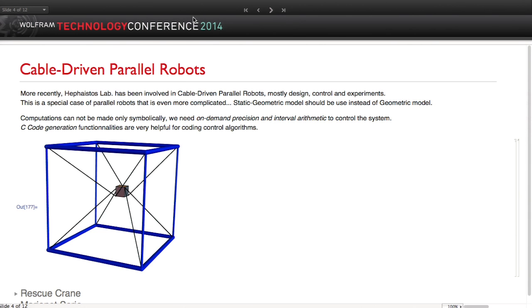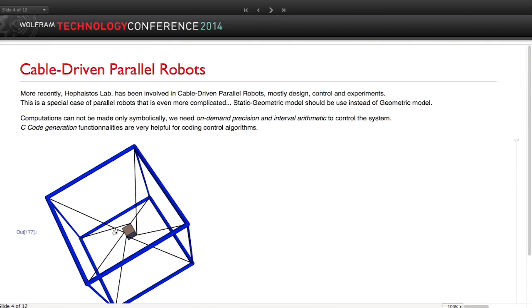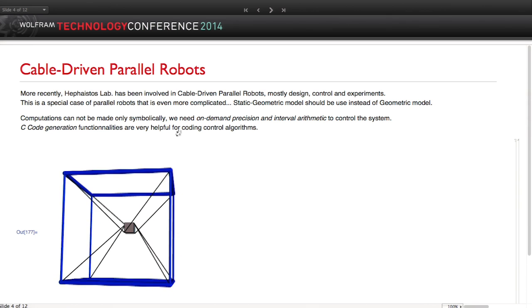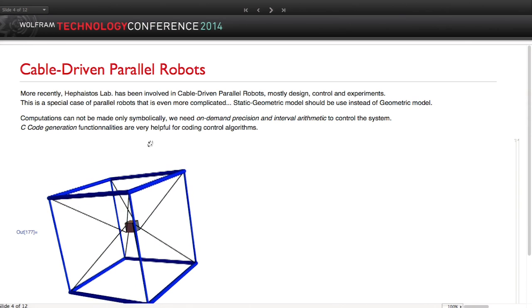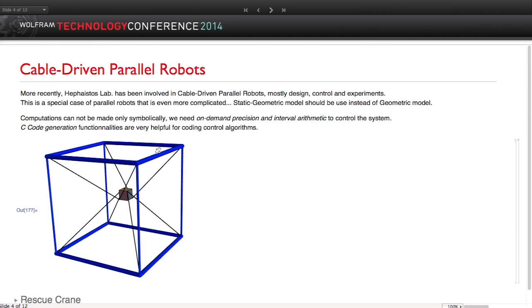So maybe I can move a little bit so you can see all the cables are attached to the cube. So it's quite a common configuration. And by changing the length of the cables, you will move the cube, and you will get it to move with 6 degrees of freedom. Of course, with small courses, due mainly to cable intersection, but you have 6 degrees of freedom, provided you have at least 7 cables.